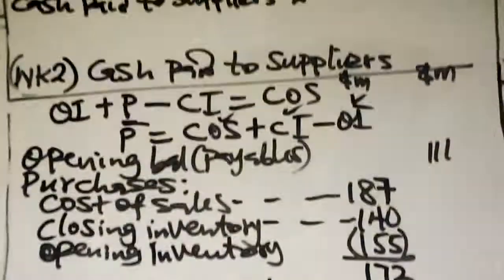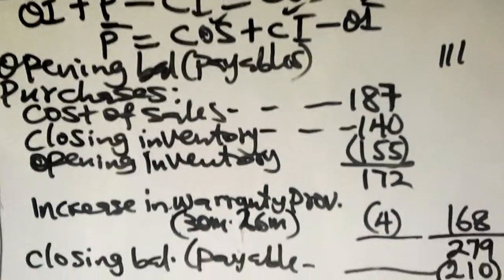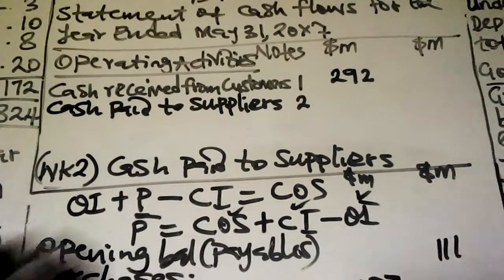Cash paid to suppliers is an outflow, so you are going to subtract it. So we have 69.